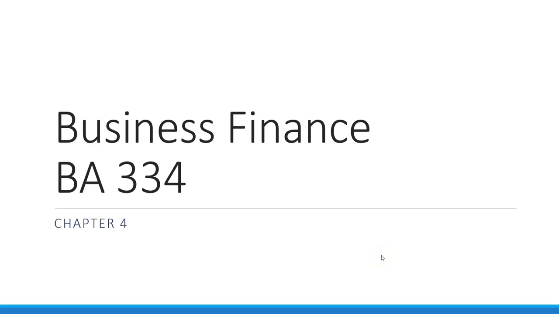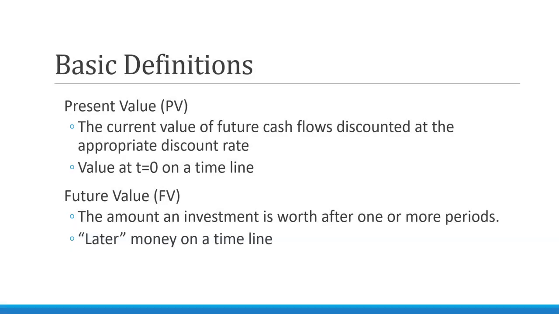Business Finance Chapter 4. In Chapter 4, we talk about time value of money. So we look at the present value amount, which is the current value of future cash flows discounted at the appropriate discount rate, and the future value, which is the amount an investment is worth after a time period of earning interest or later money on a timeline.